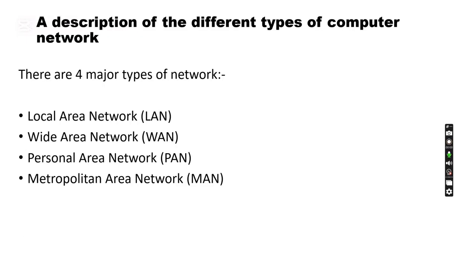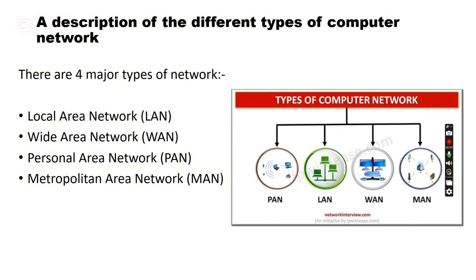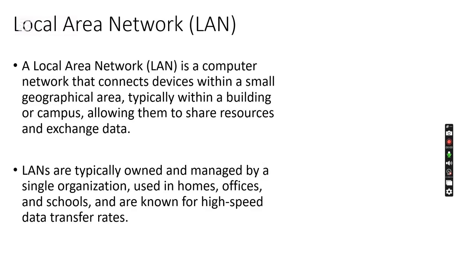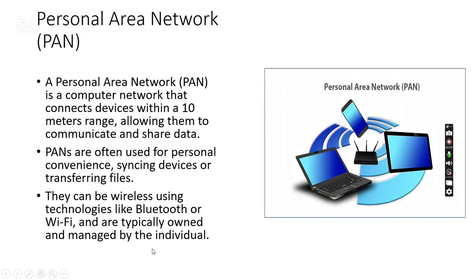There are 4 major types of network: local area network, wide area network, personal area network and metropolitan area network. Local area network is a computer network that connects devices within a small geographical area. LANs are typically owned and managed by a single organization, used in homes, offices and schools.